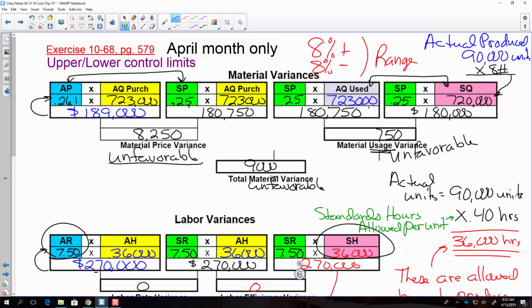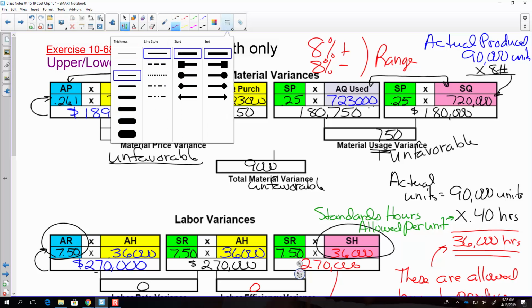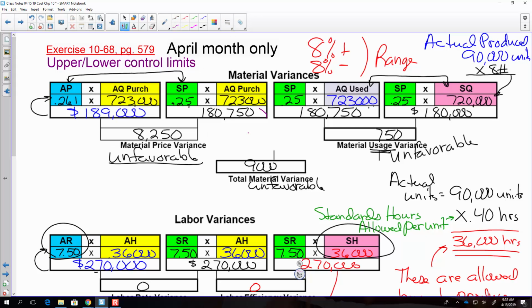My middle number to compute my variance investigations, I'm actually going to have two. If I'm looking at this price variance as to whether to investigate, the standard is going to be the 187.50. If I'm looking at my usage variance, the standard is going to be the 180. So materials actually has two middle numbers, one for the price, one for the usage. Labor only has one because it's one template.